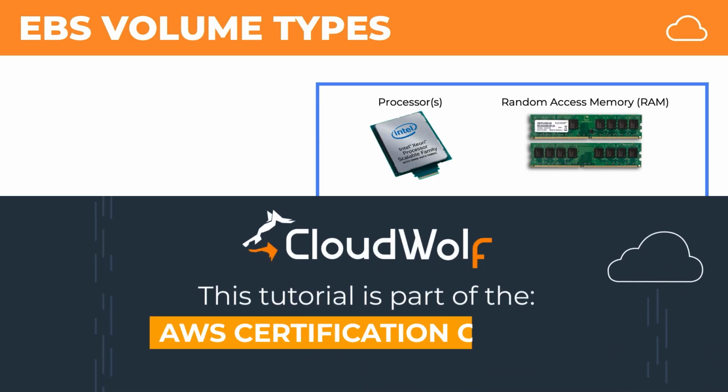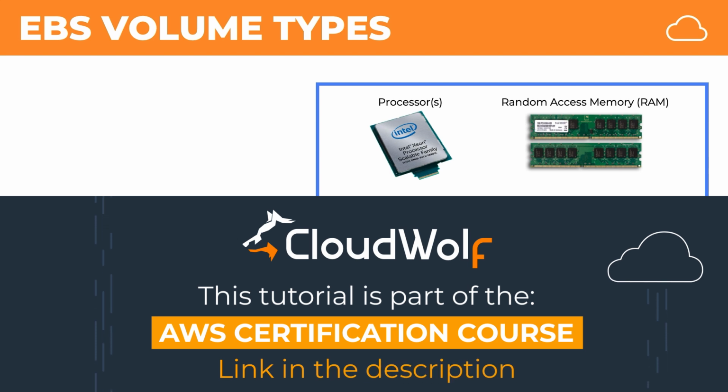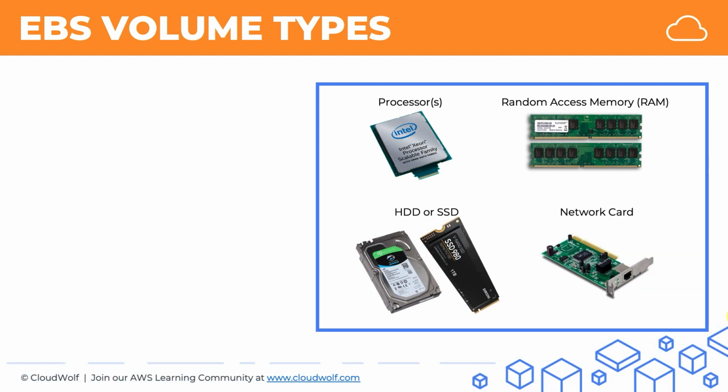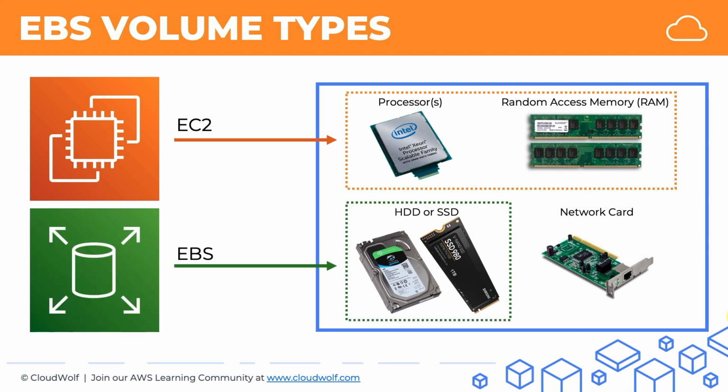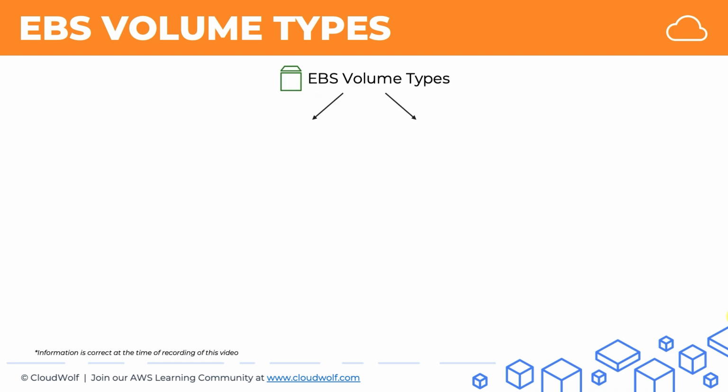So as we discussed previously, if this is our basic computer or the base elements of a computer, then an EC2 instance represents the processor and the RAM, whereas EBS would represent the HDD or SSD. Now, in terms of EBS volume types, you guessed it, there are two main volume categories. These are SSD and HDD.